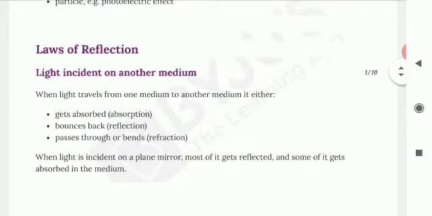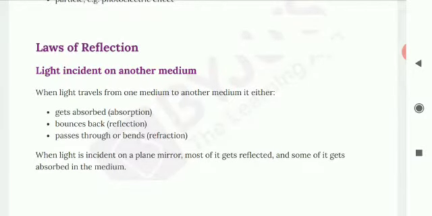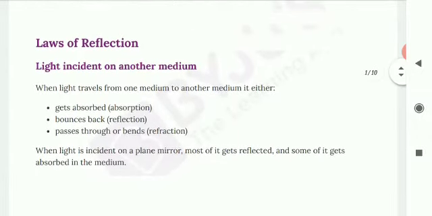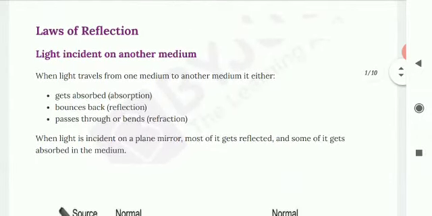The next point is laws of reflection. We have learned about laws of reflection in class 8. Let me remind you once more. The first law of reflection is that the incident ray and the reflected ray must always be equal. That means the angle of incidence is always equal to the angle of reflection.